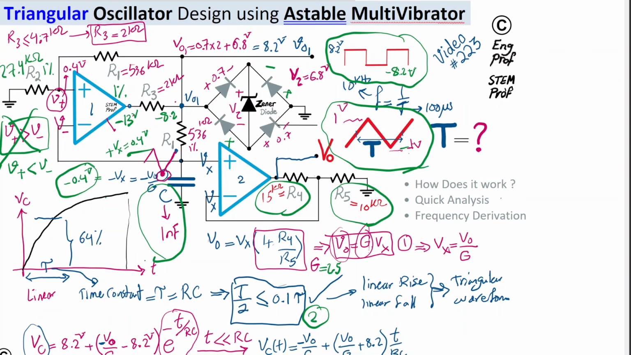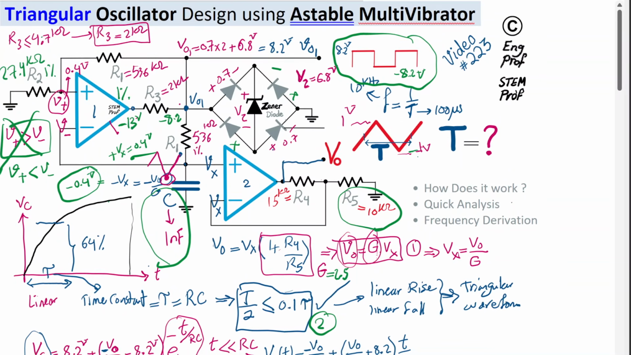If you want a larger swing, or let's say peak to peak, for the triangular waveform at the output of the circuit, then we need to increase the gain, which means we need to increase the value of R4 so that we get more gain from this second non-inverting amplifier at the output of the circuit. I hope this example is helpful in terms of understanding how we can design a triangular and a square wave oscillator using an astable multivibrator.